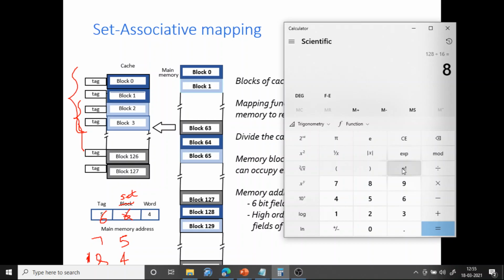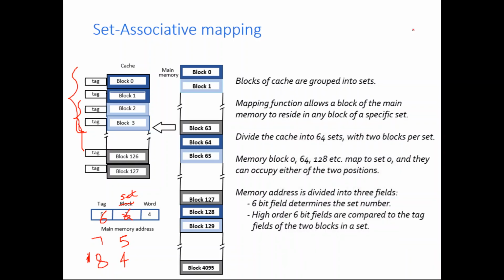Say that one set contains 128 blocks. If one set is equal to 128 blocks, then in that case how many sets can our cache memory have? It can have only one set.